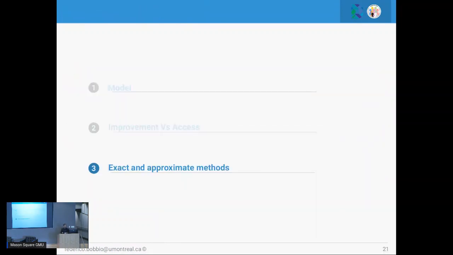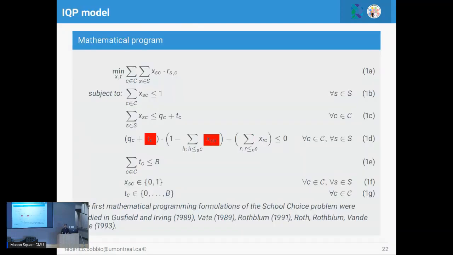How did we compute these results? So there is an extensive literature in mathematical programming on the school choice problem. So we adapt our problem to this formulation. So again, we have a minimization. We have two variables. The variable X is the variable for the matching, and the variable T is for the allocation of extra capacities. The sum is the sum of the rankings or the penalties.